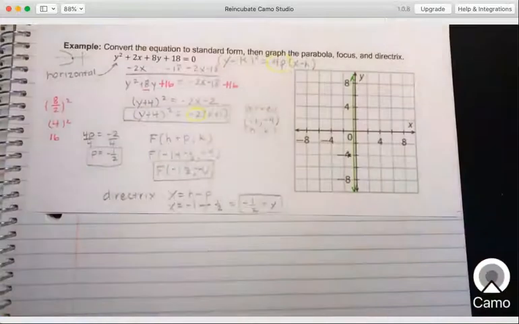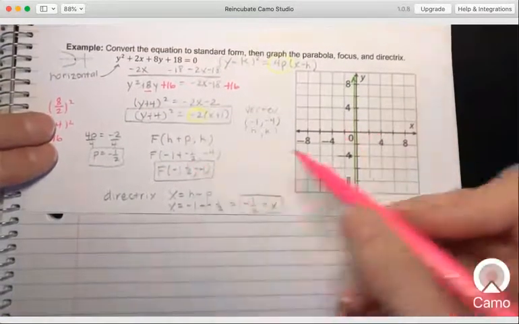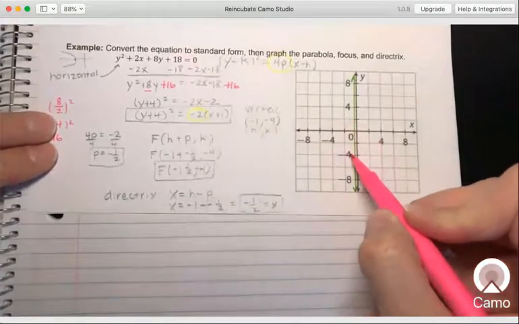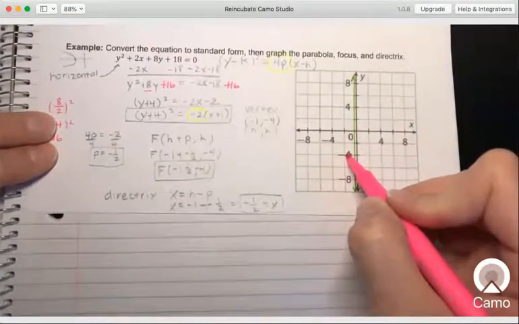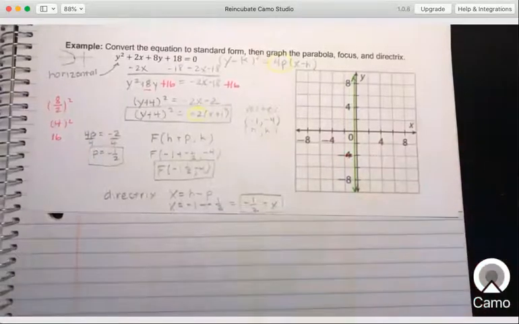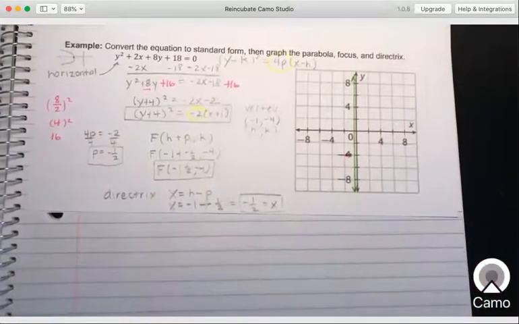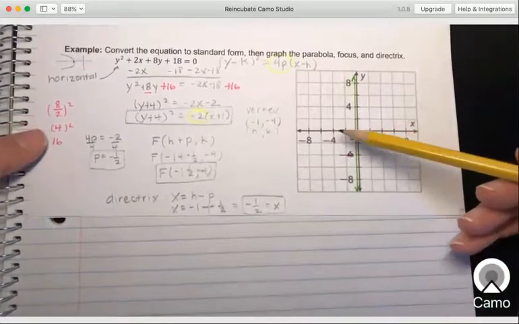Okay, now I'm going to plot my focus. So that will be 1.5, so about halfway is -1, so half of that half is about my focus. So it's very smushed there. It's okay, like I said, we'll make it work. So now I have to pick my points in order to graph this.